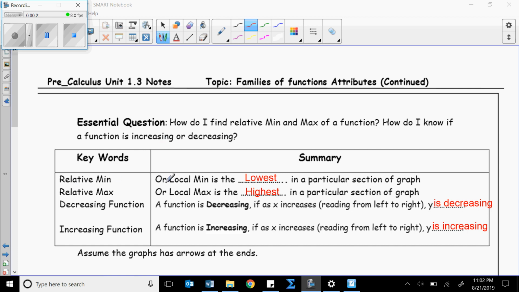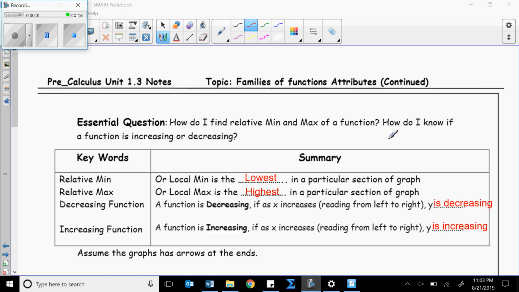Relative min or local min of a graph is the lowest point in a particular section of the graph. And relative max or local max is called the highest point of a graph in a particular section of the graph.